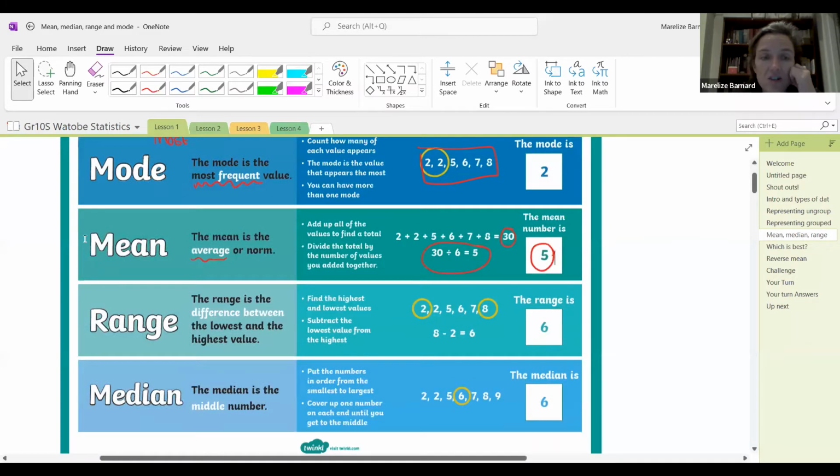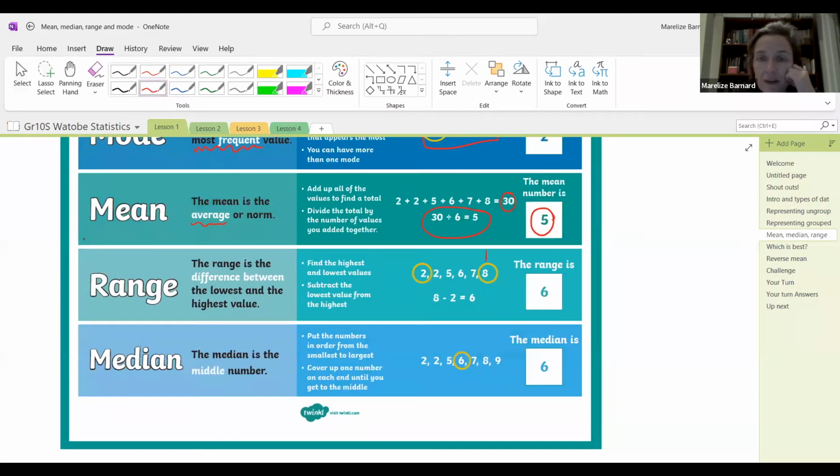The range is the highest number minus the smallest number. So that just gives you the range of the data. And then the median is the middle value. In this example, we've got 2, 2, 5, 6, 7, 8, 9. There are 7 data values, so it's easy to locate the 6 as the center value, the one that's in the middle.